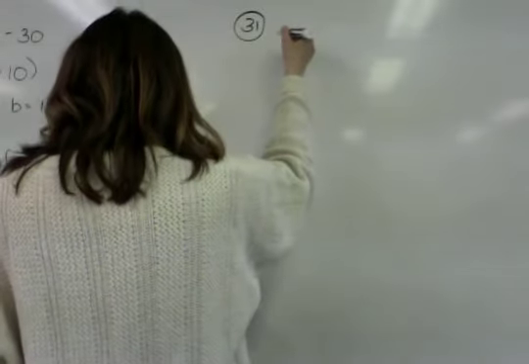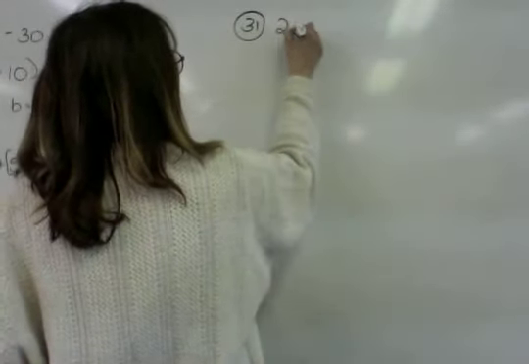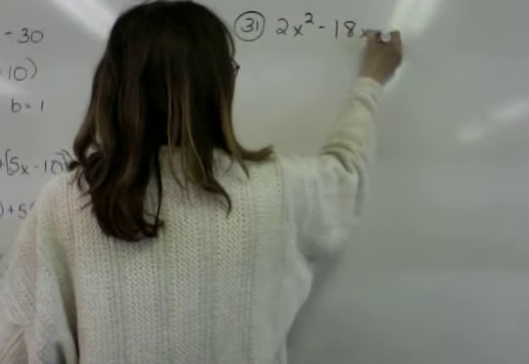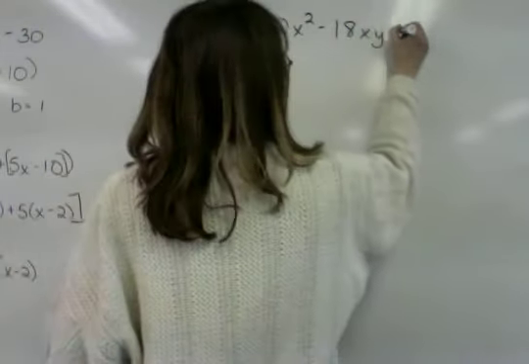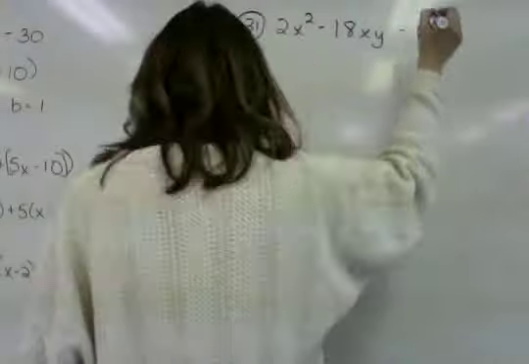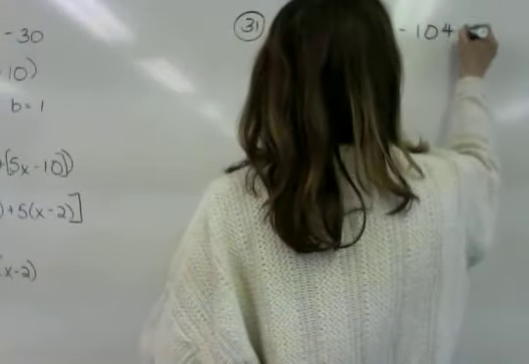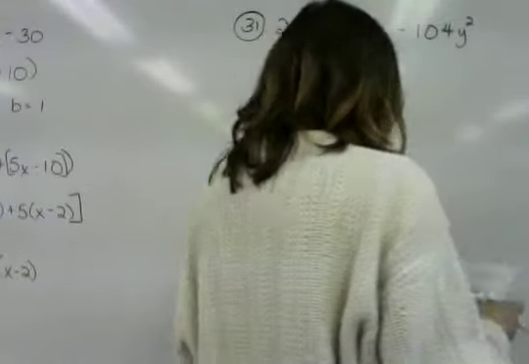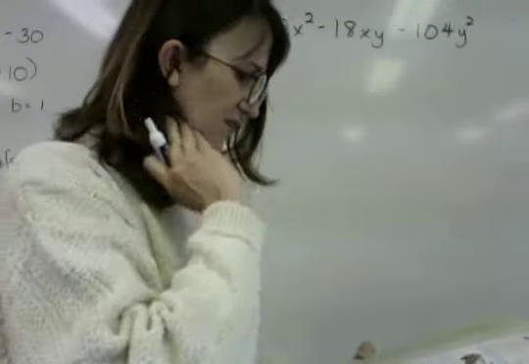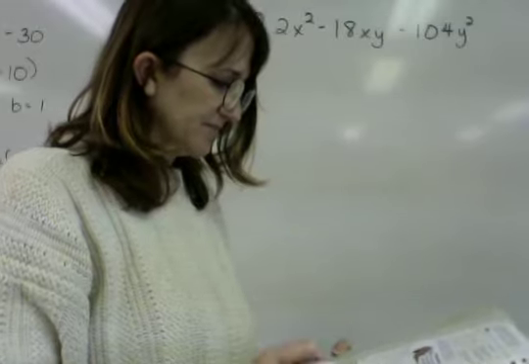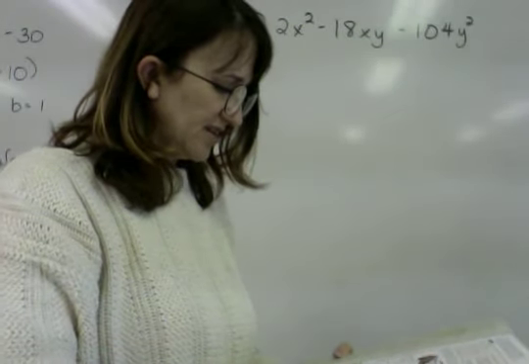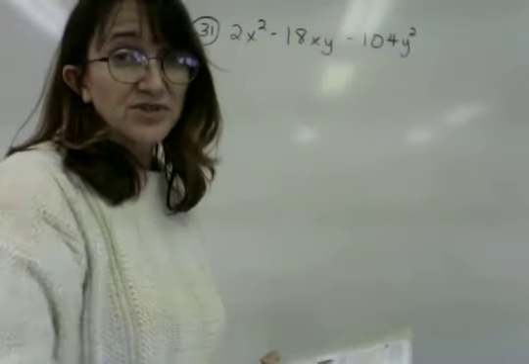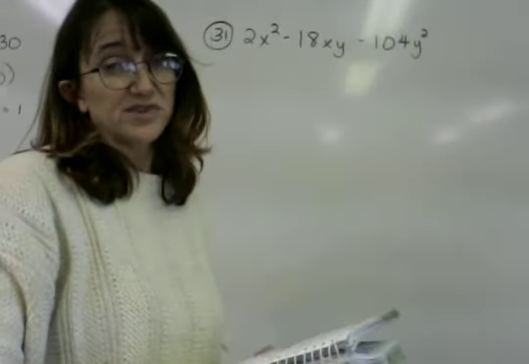So 31 looks like 2x squared minus 18xy minus 104y squared, right? And this is one where when you start to look at it, you start to think, there's too many letters. But that's okay. What we're just going to do is treat those letters like numbers and just not worry about it.